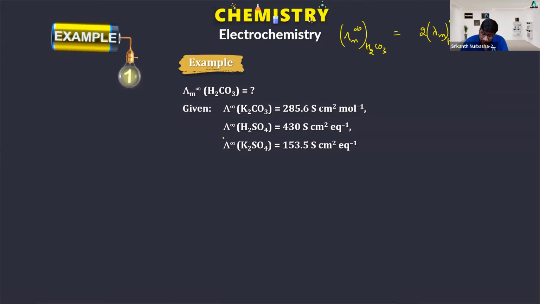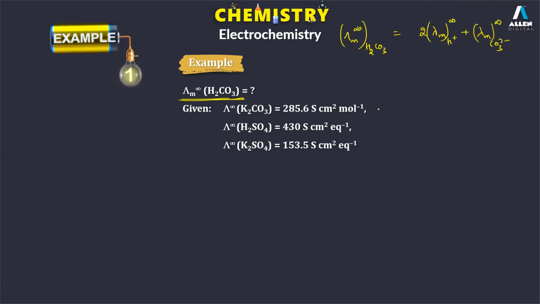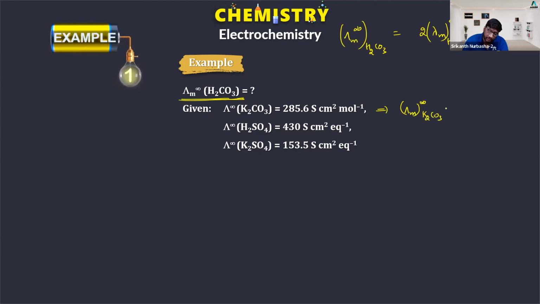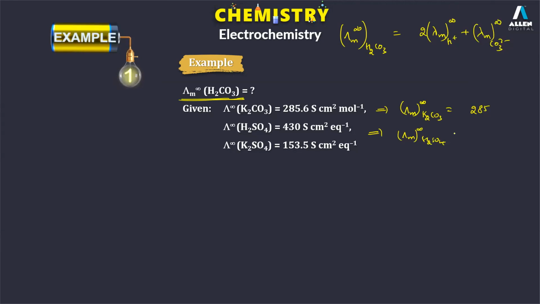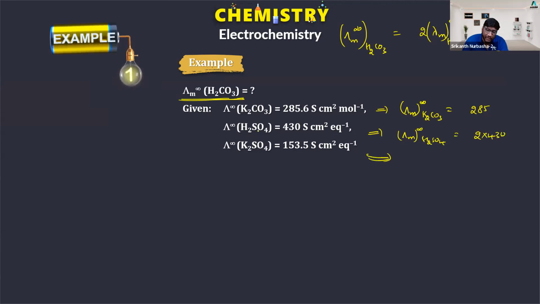First look at the units. They were asking us to calculate molar conductance, but in the given information, the units are for K2CO3 Siemens centimeter square mole inverse, and for H2SO4 Siemens centimeter square equivalent inverse. So what is the conductance given to you, molar or equivalent? Equivalent. The molar conductance at infinite dilution of K2CO3 is 285. The molar conductance at infinite dilution for H2SO4 is how much? 2 into 430, because it is the equivalent conductance given to you.